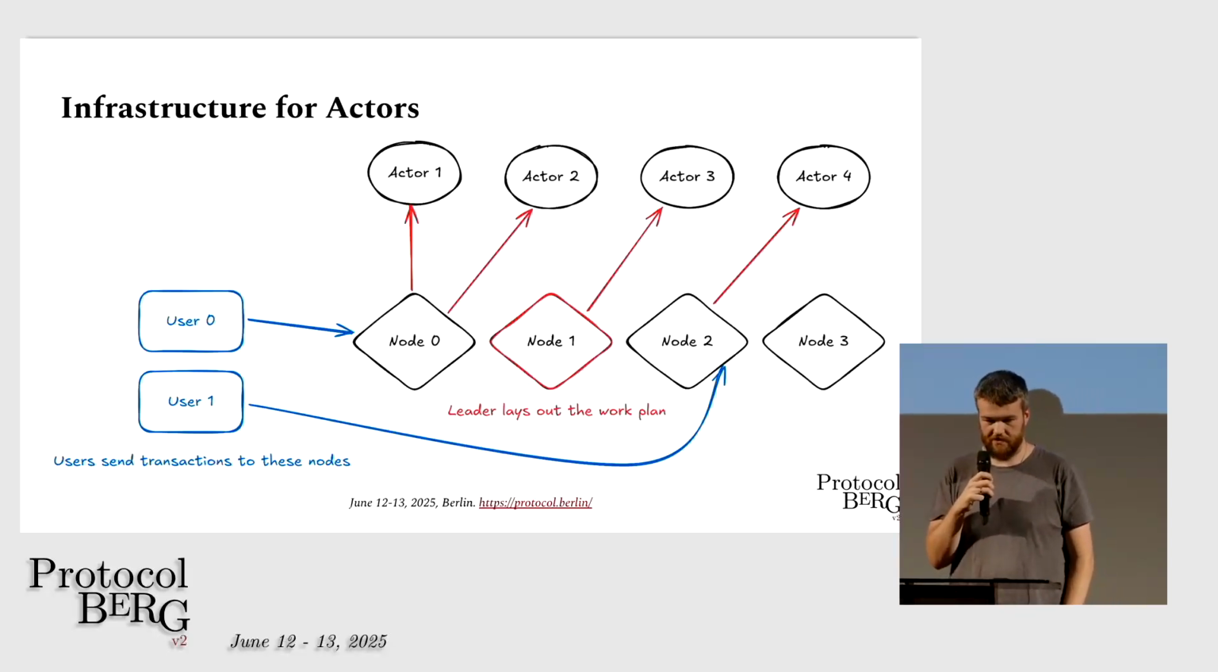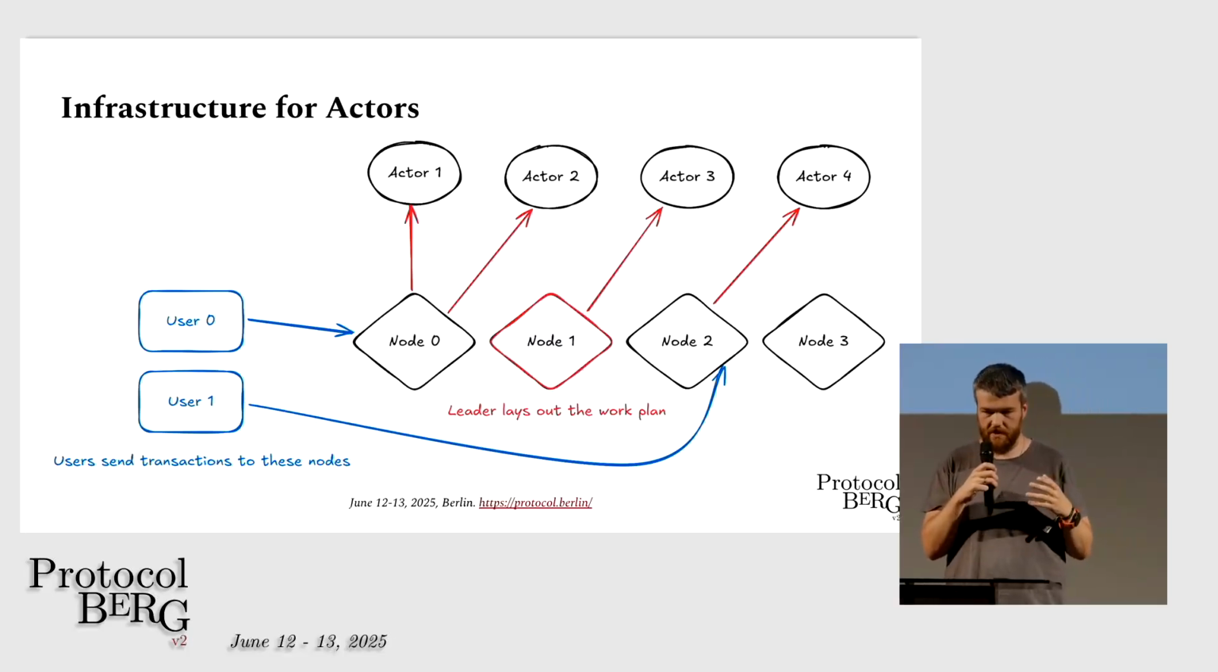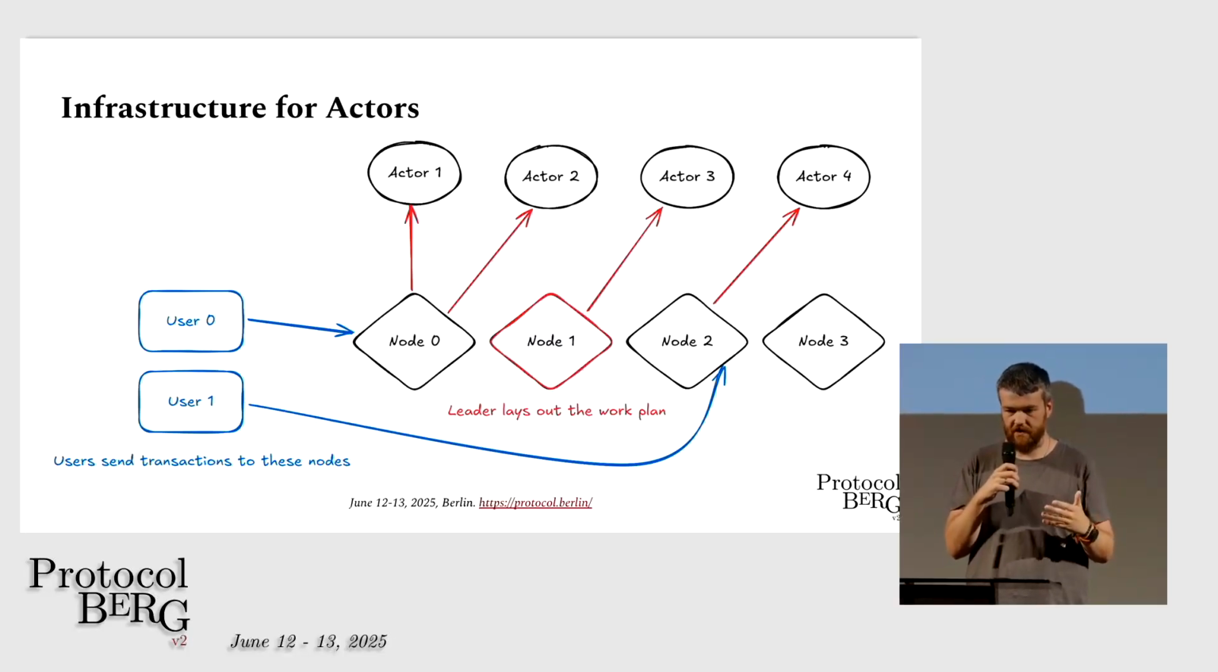I also try to show that here. You have these users, and the users are sending transactions to these nodes, and these nodes are then not Gem nodes, but an extra network of nodes for driving these actors. And then at every node, one node, for example, is the leader that does the work plan, and then moves forward.